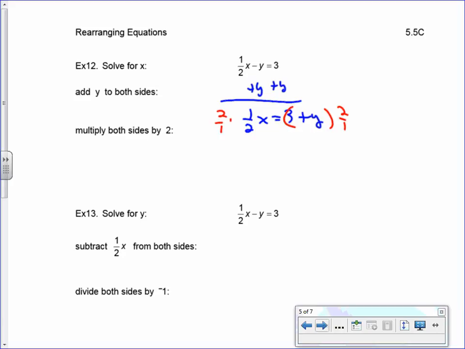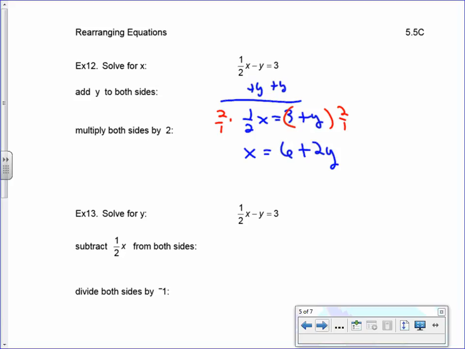Notice the use of parentheses on the right-hand side. You have to multiply everything times 2. Everything in the problem has to get multiplied times 2. On the left side, you get x. On the right side, you get 6 plus 2y. Does anybody have a question?